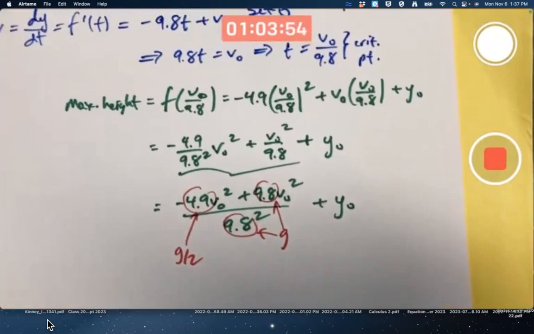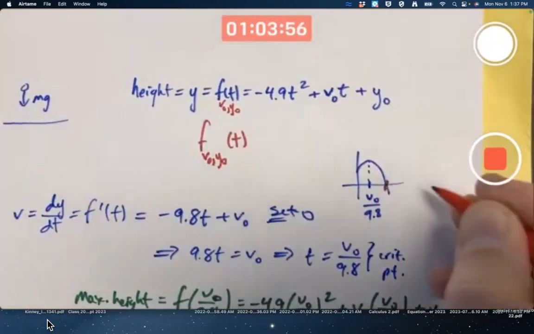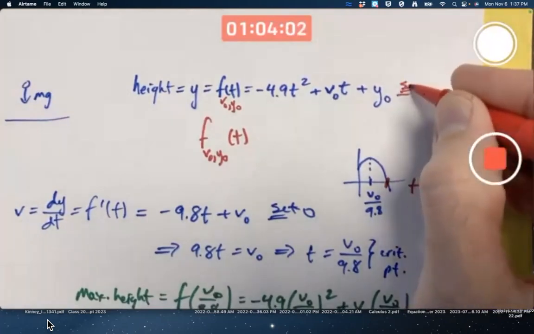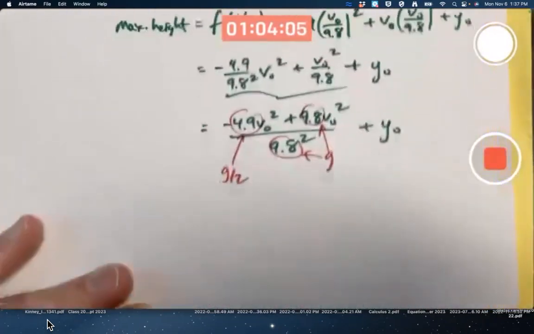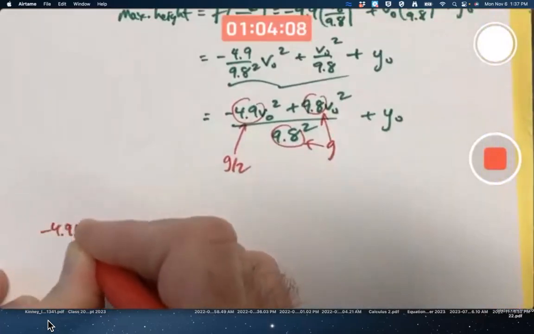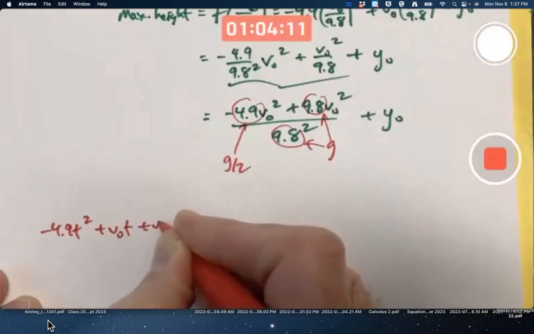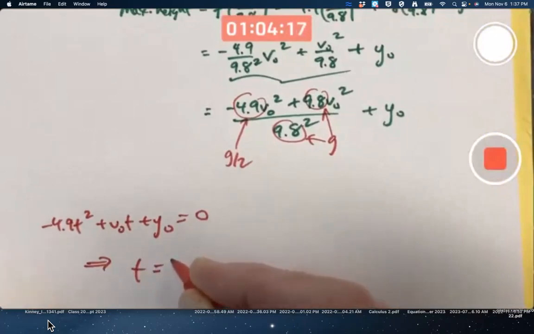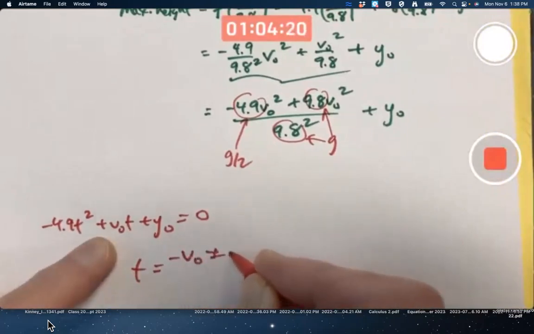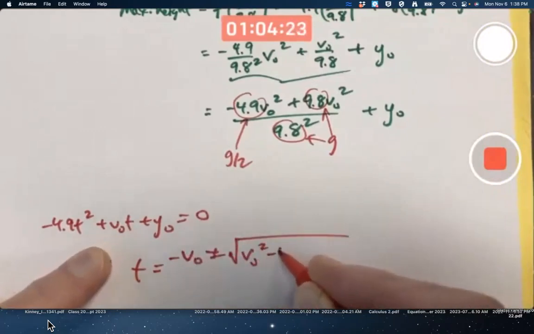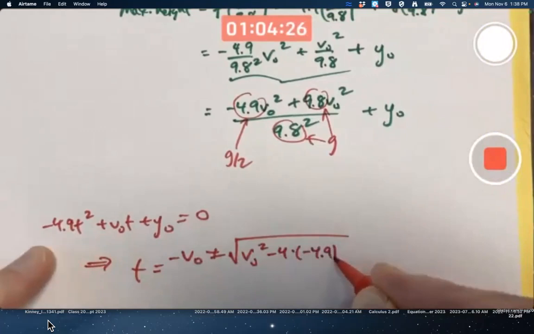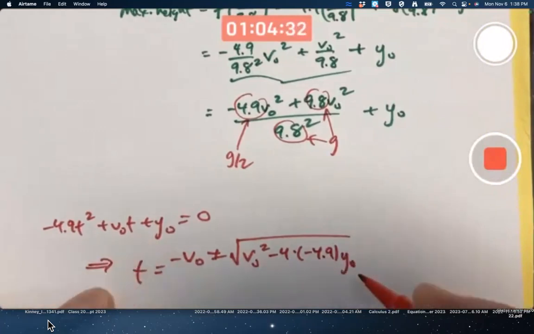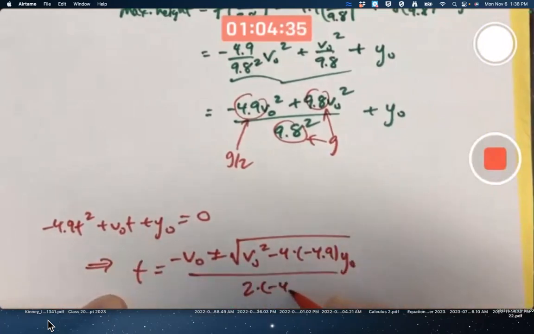As far as when it touches the ground again, what's that intercept there? Use the quadratic formula, is the best thing. Set this equal to 0 and solve for t. I'll rewrite it down here: negative 4.9 t squared plus v naught t plus y naught equals 0. The quadratic formula is going to give t equals negative b, which is negative v naught, plus or minus the square root of b squared minus 4 times a times c, where c is the coefficient of the constant term, which is really y naught, over 2 times a.